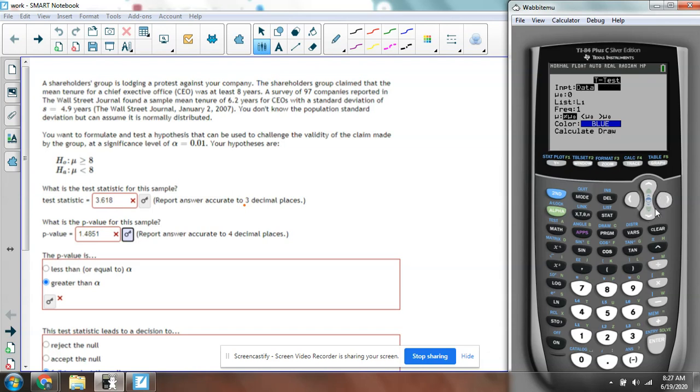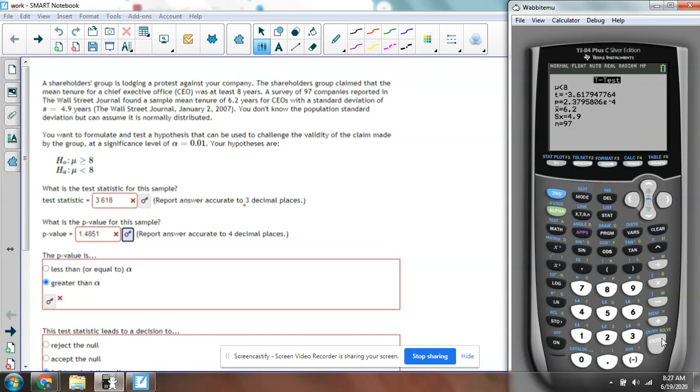So we input stats. Our mu is going to be 8. Our x bar is 6.2. Our standard deviation is 4.9. And 97 companies were surveyed, so that's our n. And we're trying to show that it is less than. So it's a left tail test, and we're going to calculate.